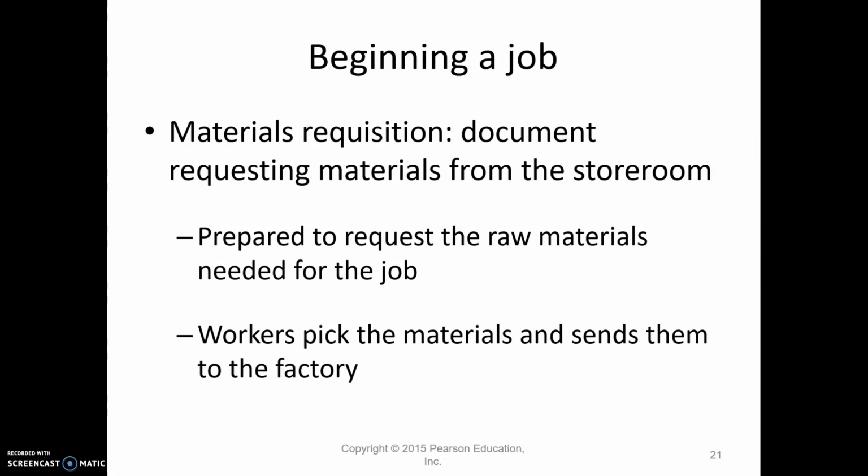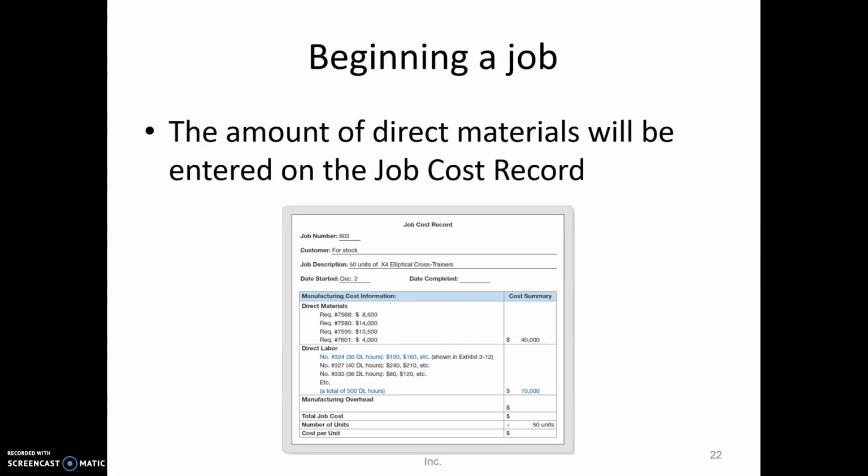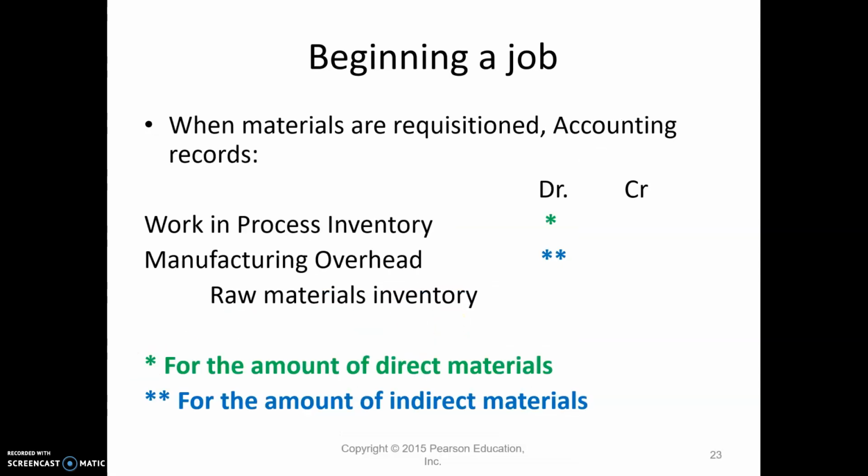So when we start a job, we're going to get ready to start working on a job for a customer. We need to requisition materials. We need to ask them to bring some materials from the storeroom to the plant floor so we can start working on them. Okay. And so the amount of direct materials we use for a job is going to be recorded on the job cost record. And as I said, if it's in the job cost record, it also needs to be in the work in process inventory account.